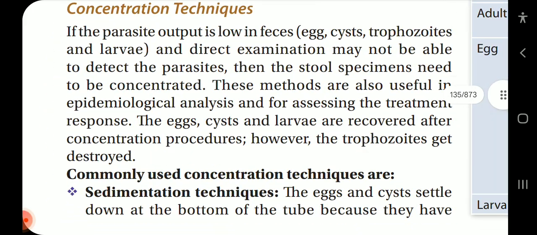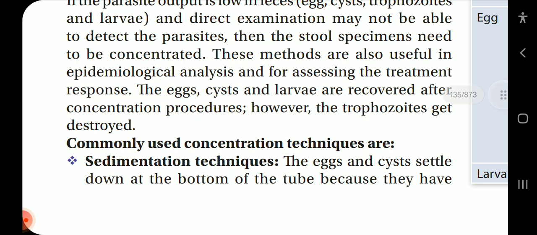Now the concentration techniques. If the parasite output is low in feces, for example cysts, trophozoites and larvae, and direct examination may not be able to detect the parasite, then the stool specimen needs to be concentrated. These methods are also useful in epidemiological analysis and for assessing the treatment response. The egg, cyst and larvae are recovered after the concentration procedures, however the trophozoites get destroyed.